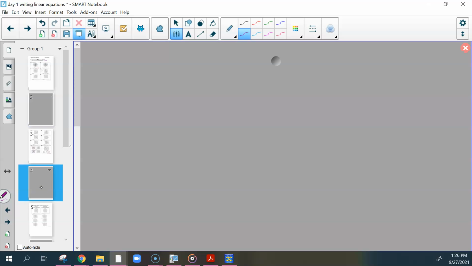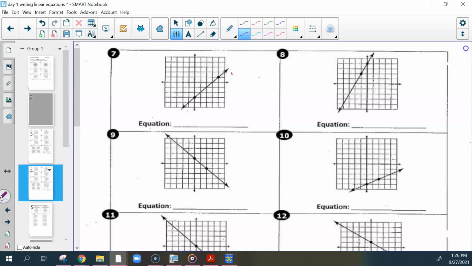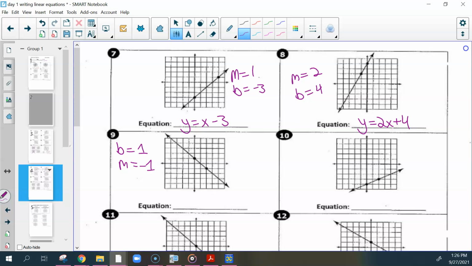Second page. Wait, can you go back to 5 and start reading that? You're looking for 2 numbers. One you can see, the other one you do have to do a little calculation.